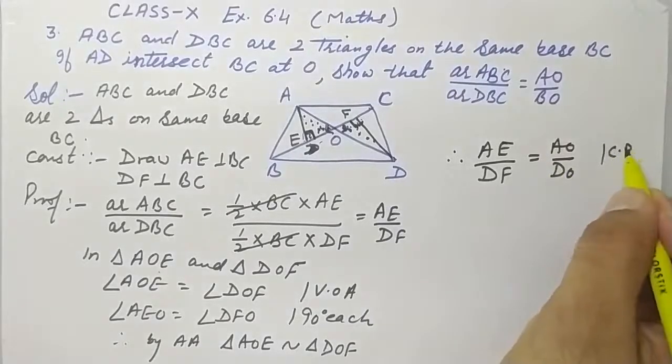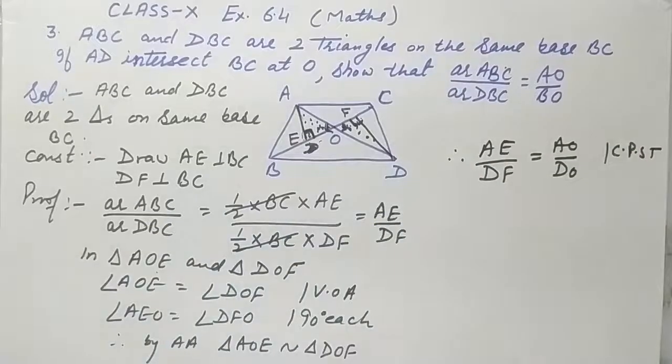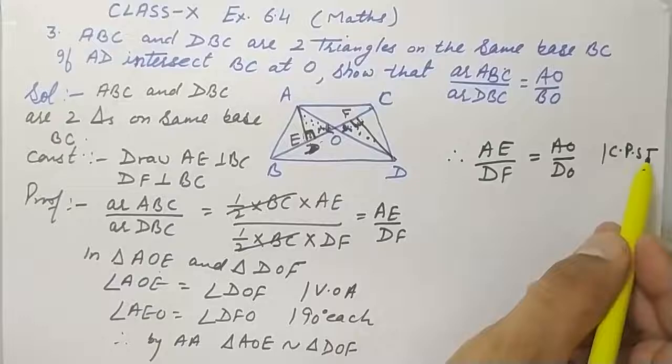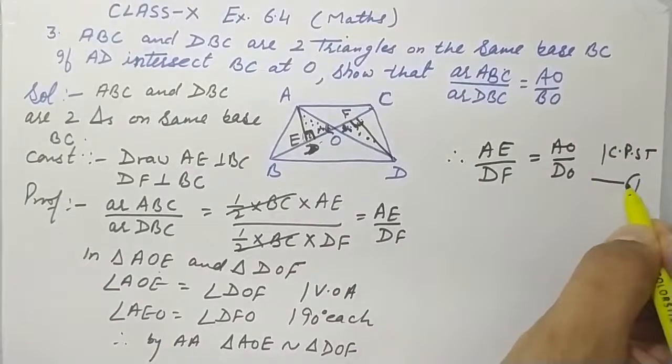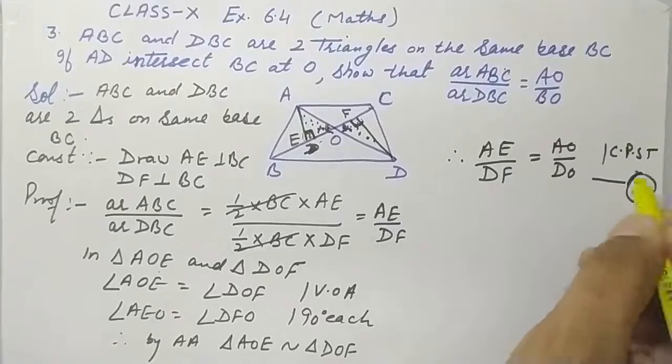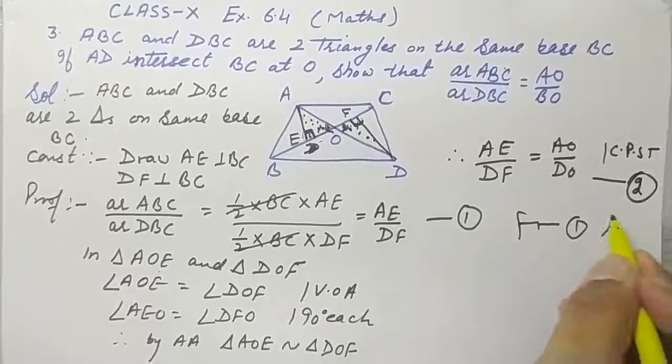So we'll write the reason: CPST, corresponding sides, corresponding parts of similar triangles. So from this, say equation number 2, and suppose this is equation number 1. So we'll write here, from 1 and 2.